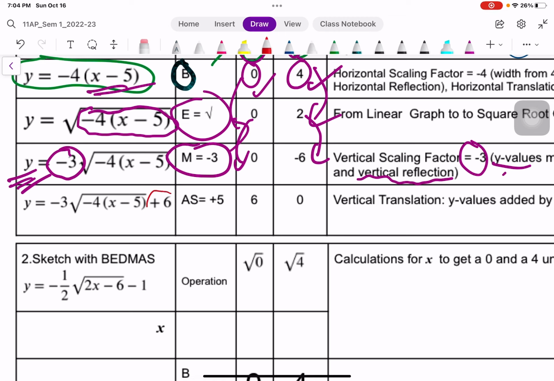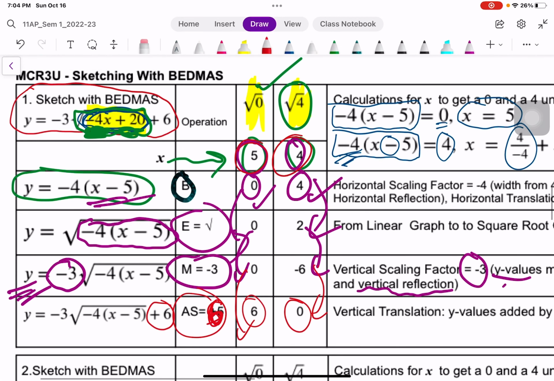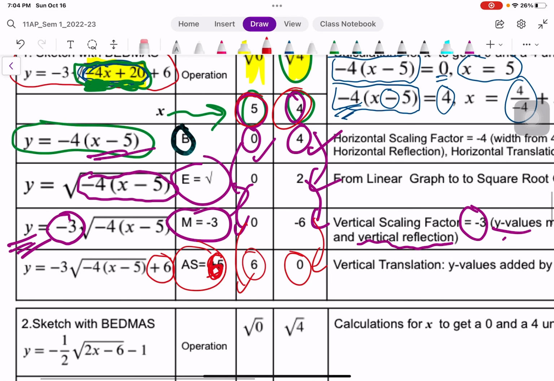Well, the last thing I do is add 6. Oops, that should be add 6, not 5. Add 6. So what do I have? I have 0 here. I add 6 and I get 6. I'm at negative 6. I add 6 and I get 0. So remember that these are y values, and the only two x values are up here. The x values never change, 5 and 4.